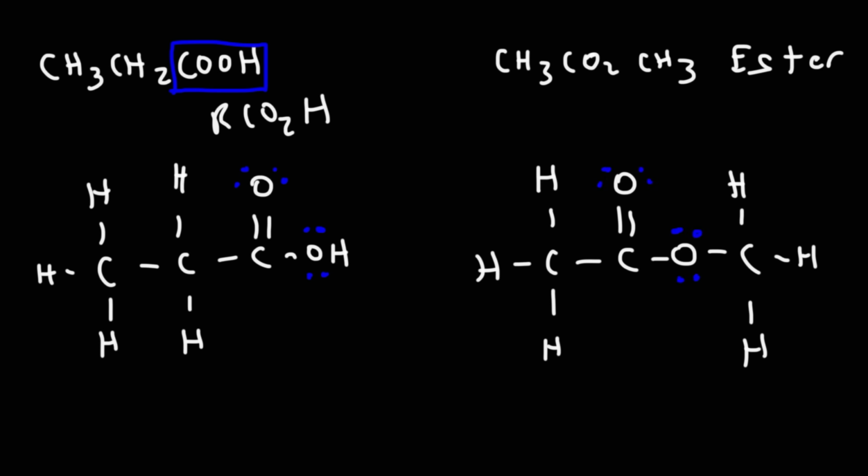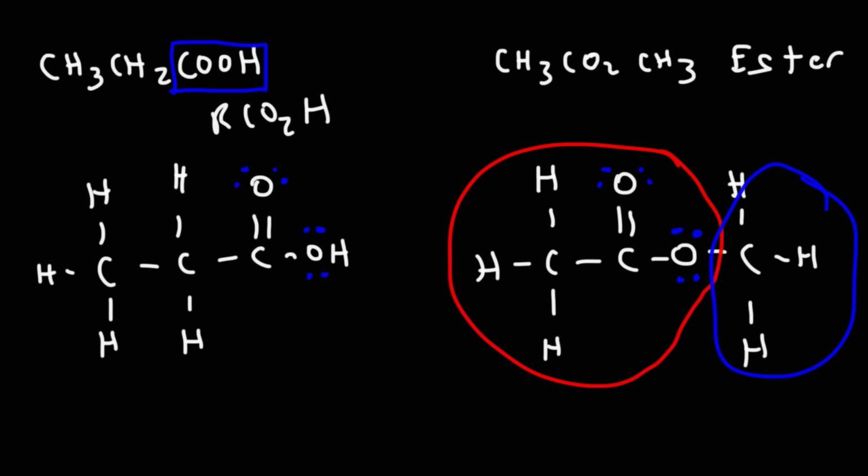Now to name it, this part here is known as ethanoate. 2 carbons, think of ethane. Here we have 1 carbon, think of methyl. So combined, it's called methyl ethanoate. So that's how you would name an ester.